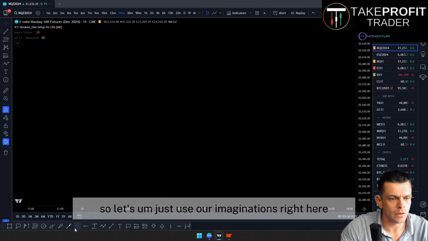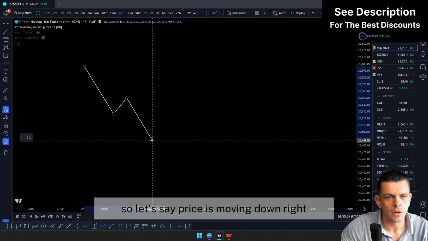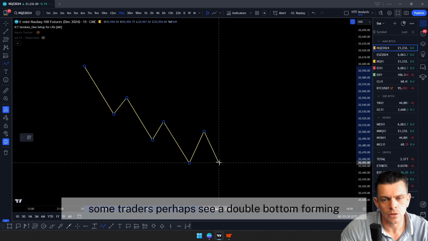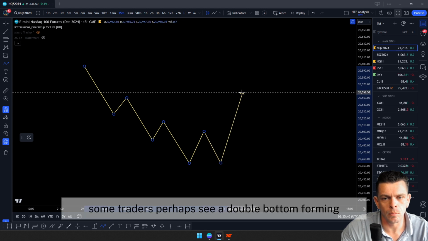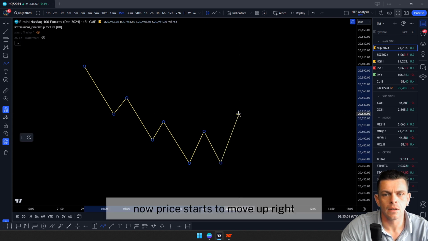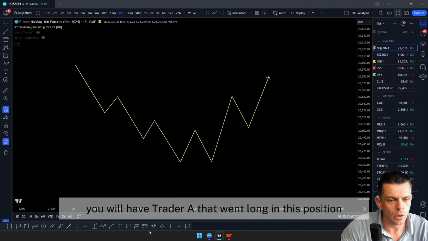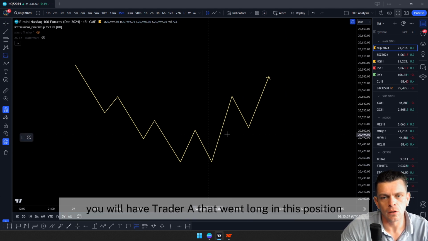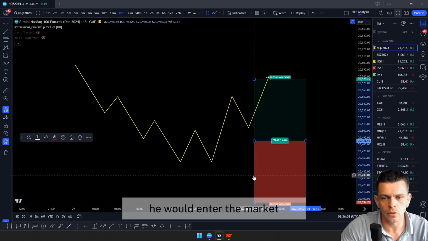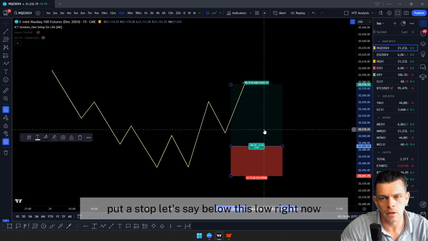All right, so let's just use our imaginations right here. Let's say price is moving down, right? And something happens. Some traders perhaps see a double bottom forming. Another trader might see some sort of bull flag. Now price starts to move up, right? Now you will have trader A that went long in this position based on something that he saw. He would enter the market, put his stop, let's say below this low, right?